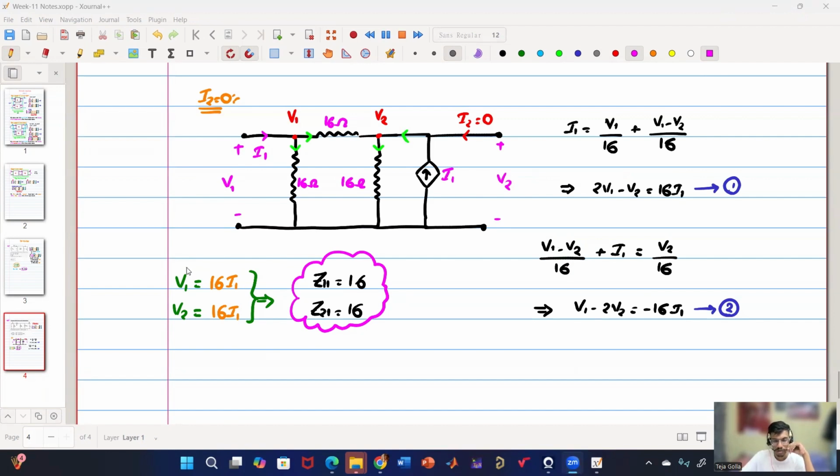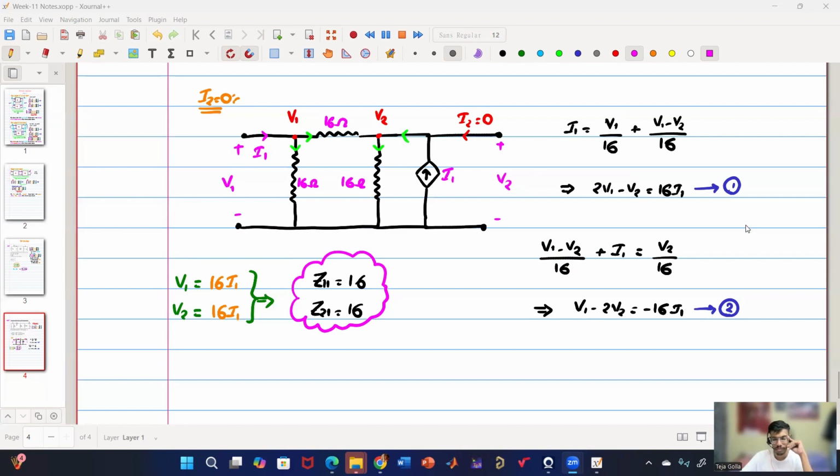Just check whatever V1, V2 you are getting, substitute it in one of the equations and check whether it is correct or wrong. Basically, you have to multiply equation 1 by 2 and then subtract equation 2 from that. So you'll have 4V1 minus 2V2 equal to 32I1, and 2V2 will get cancelled. On the LHS, I have 4V1 minus V1, which is 3V1. On the RHS, I have 32I1 minus of minus 16I1, which is 48I1. So 3V1 equal to 48I1 means V1 equals 16I1. If you substitute it here, you will get V2 equal to 16I1.